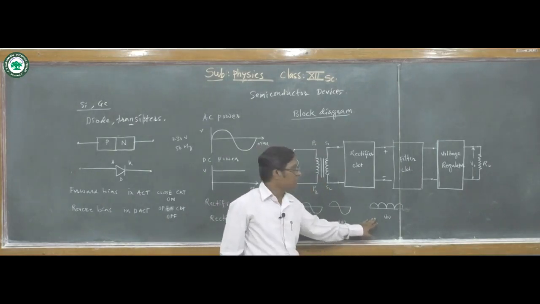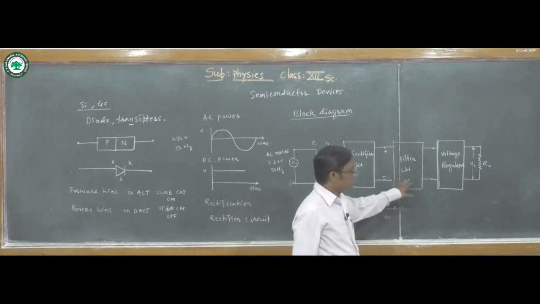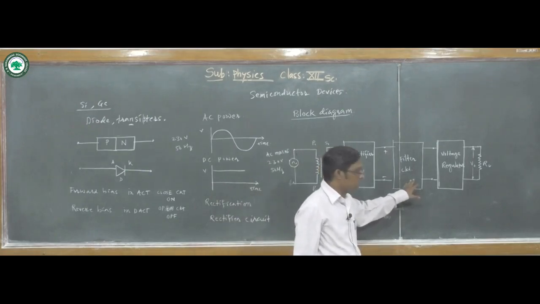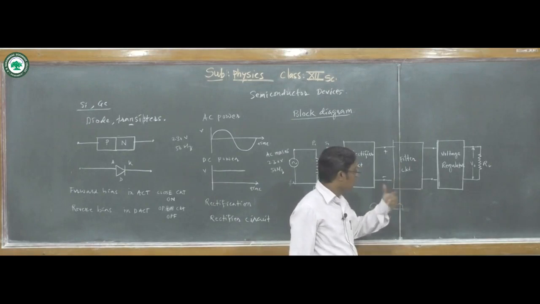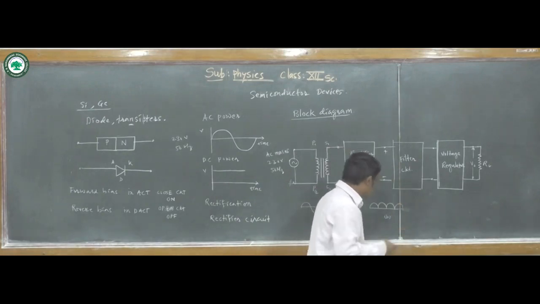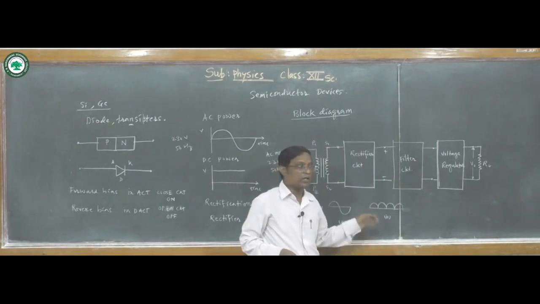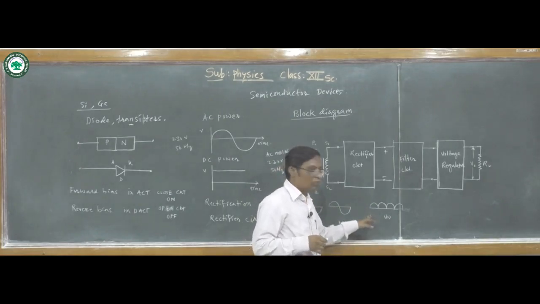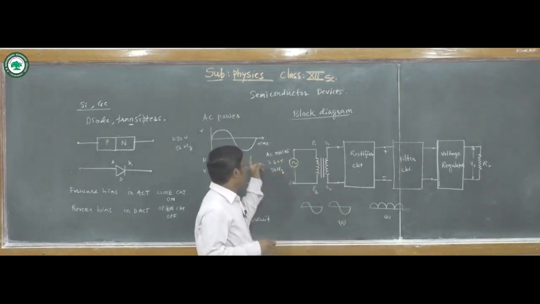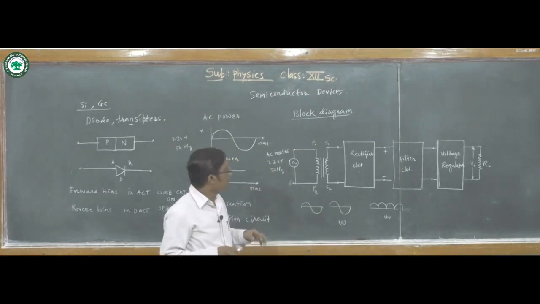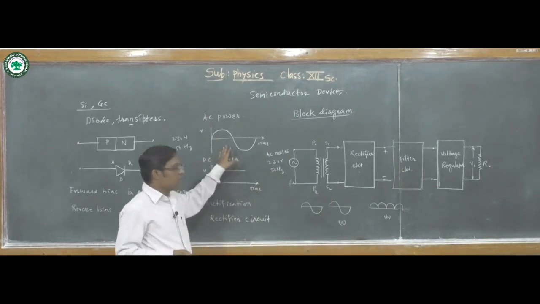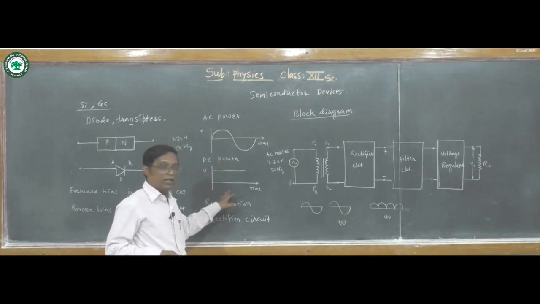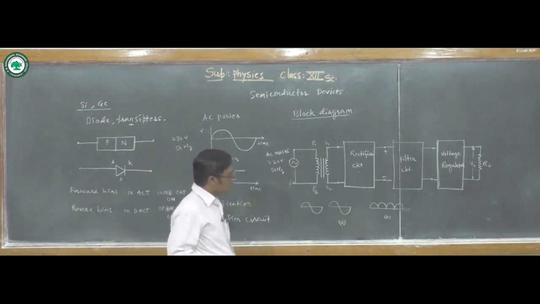To remove this ripple, one filter circuit is used to remove the ripple factor, or the AC component, which is in the waveform. We are moving from AC to DC. Remember that we are converting this AC waveform into a DC waveform. Now, how does the process take place?